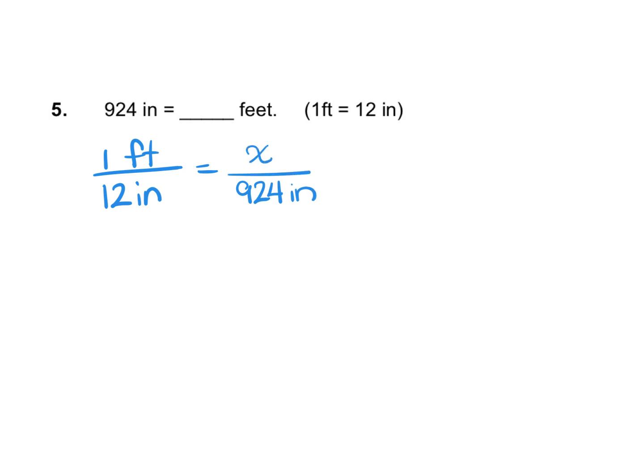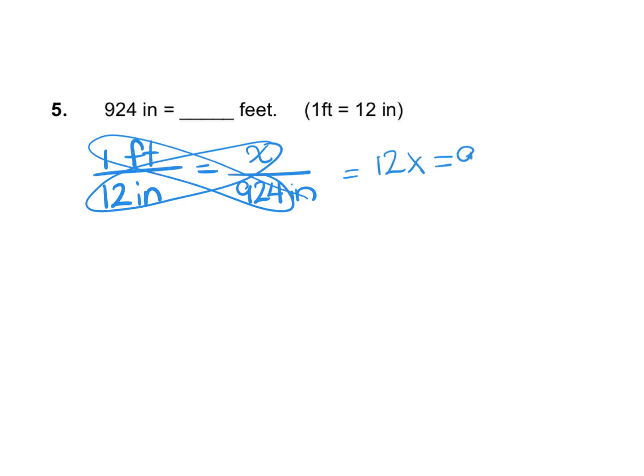So again, we're going to cross multiply and divide. So you have 12x is equal to then 924. We're isolating the variable, so we're dividing by 12. And then you end up with then 77 feet. So 924 inches is equal to 77 feet.